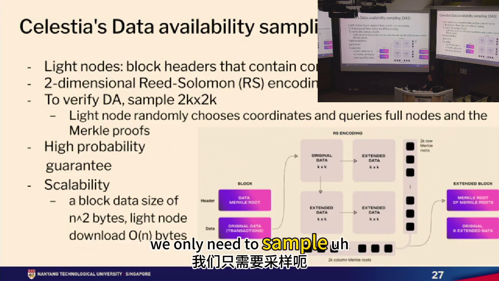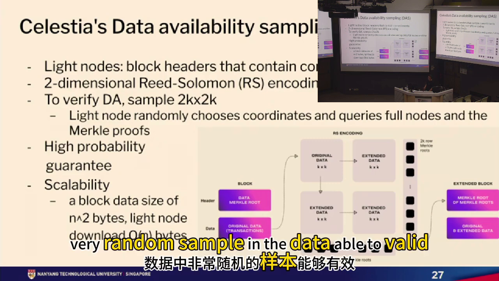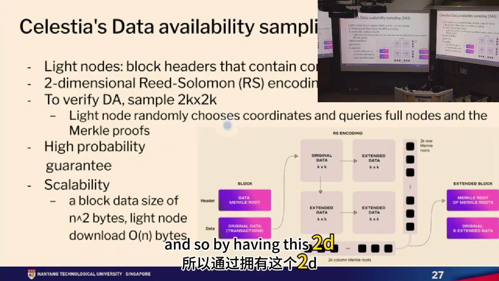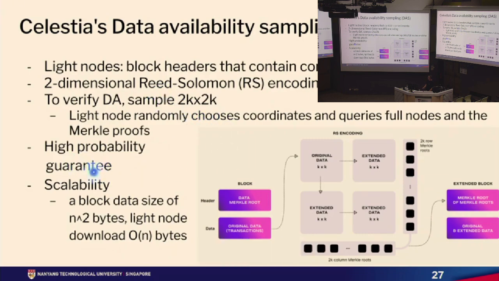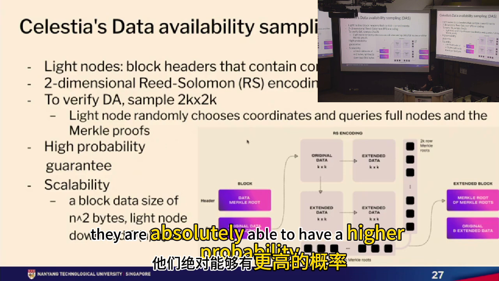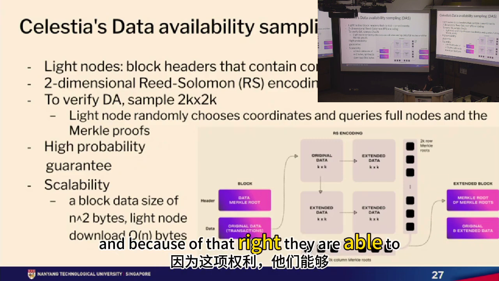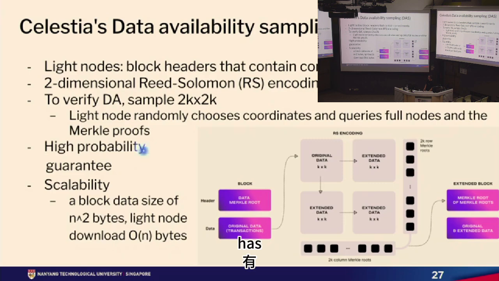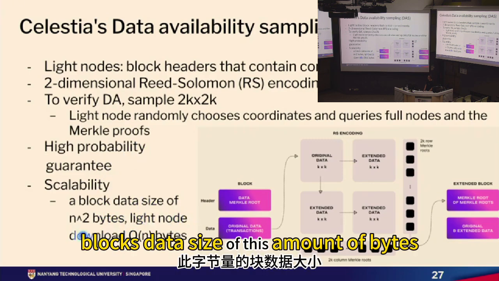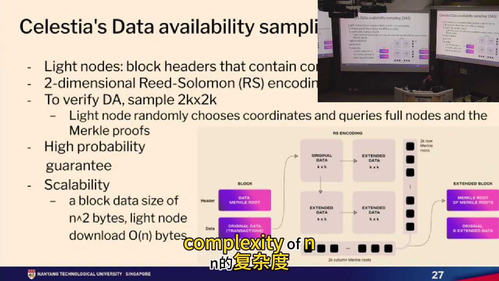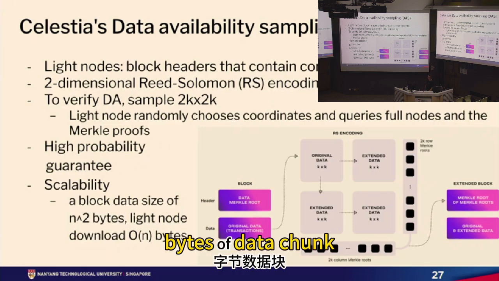they don't need to sample all the data. They only need to take a random sample of the data and are able to validate whether the data is valid or not. By having this 2D RS coding, they are able to have a higher probability of detecting any malicious behavior or any issues for the DA. Because of that, they are able to have a block data size of this amount of bytes, but the light node only needs to download the complexity of n bytes of data chunk.